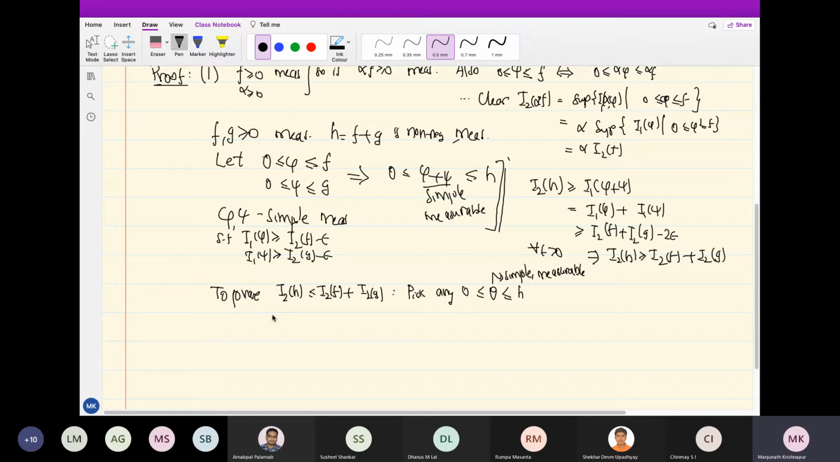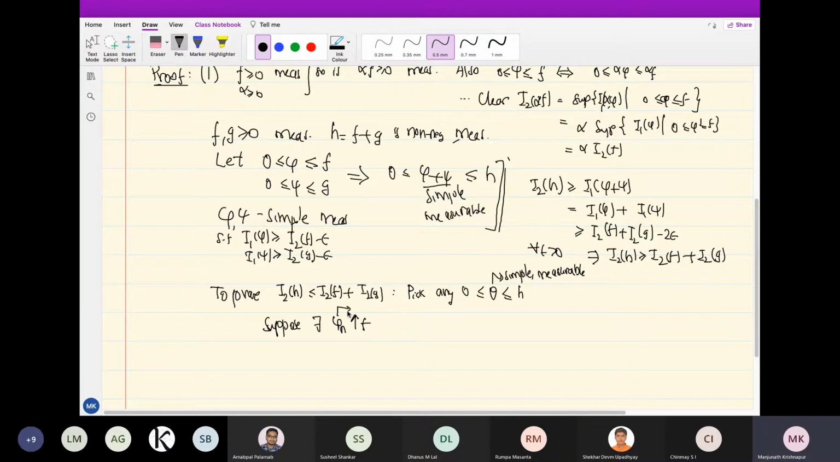Yeah, how do I do this? Okay. Suppose there exists phi n and psi n. Sorry, let me make it cleaner. Phi n. These are going to be simple non-negative measurable functions, which increase to f.